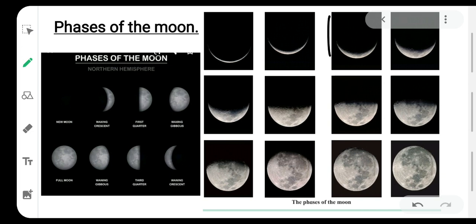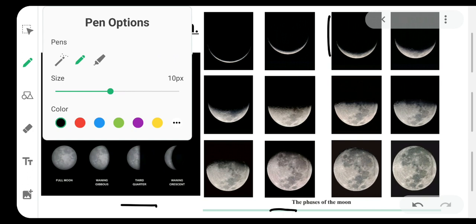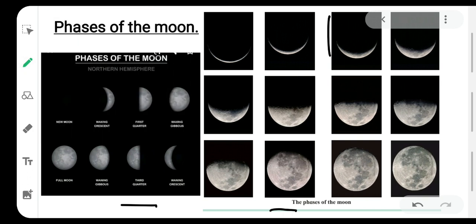You can see the image in front of you all. These both are the images of phases of the moon. And there are different names also here. New moon, waxing moon. This is first quarter, waxing gibbous, full moon, waning gibbous, third quarter, waning crescent. Like this way names are given in front of you all also.